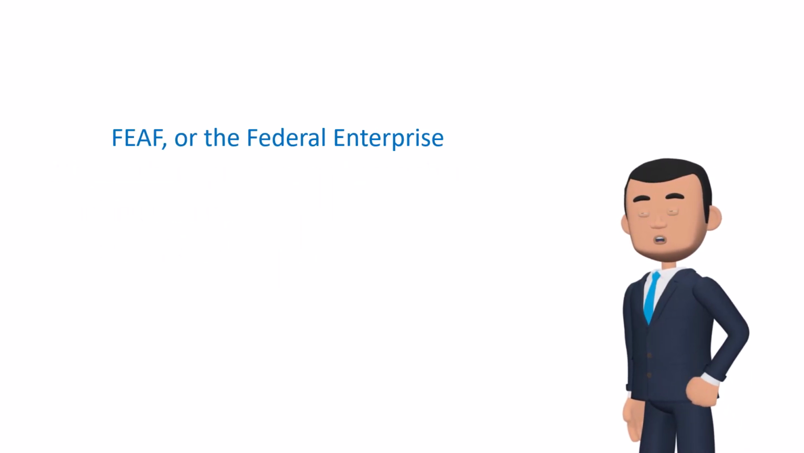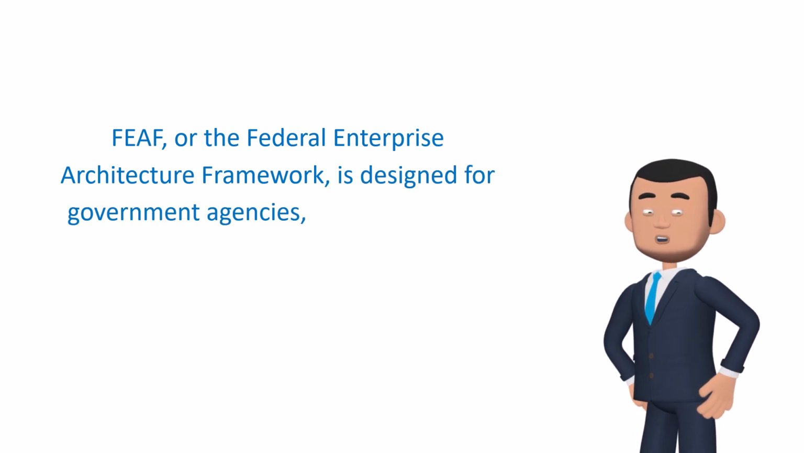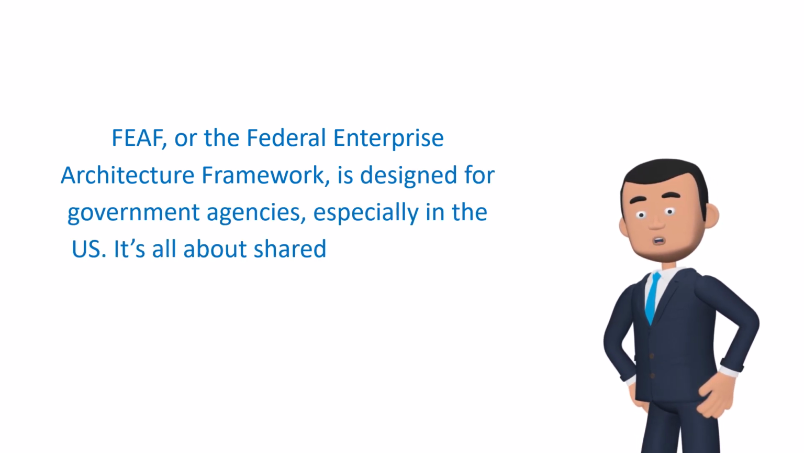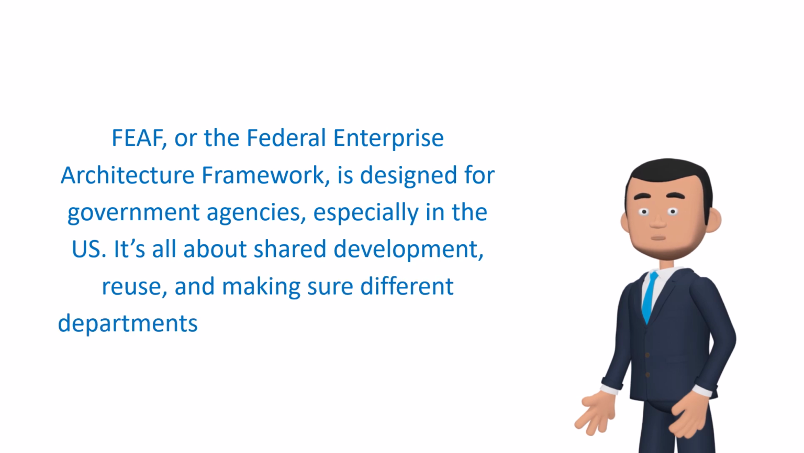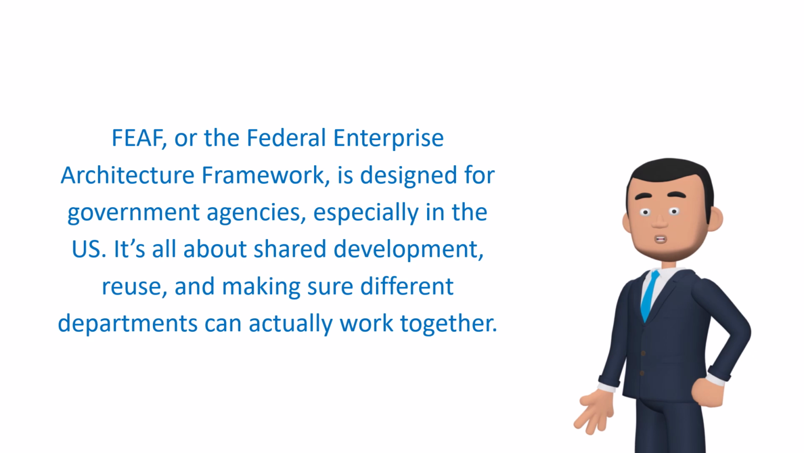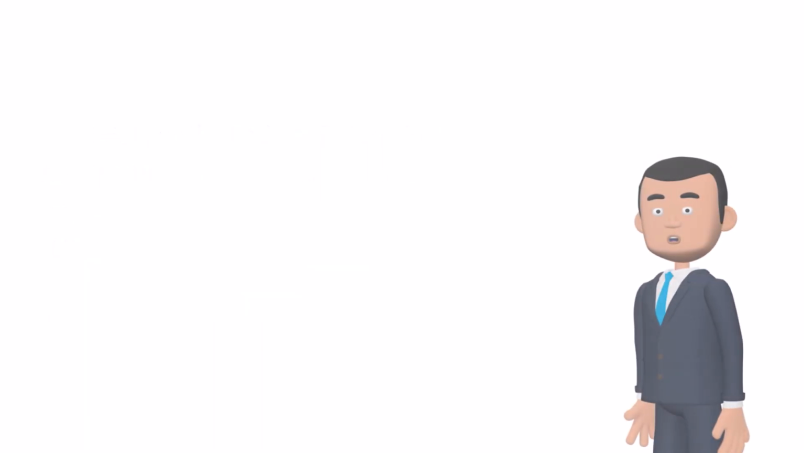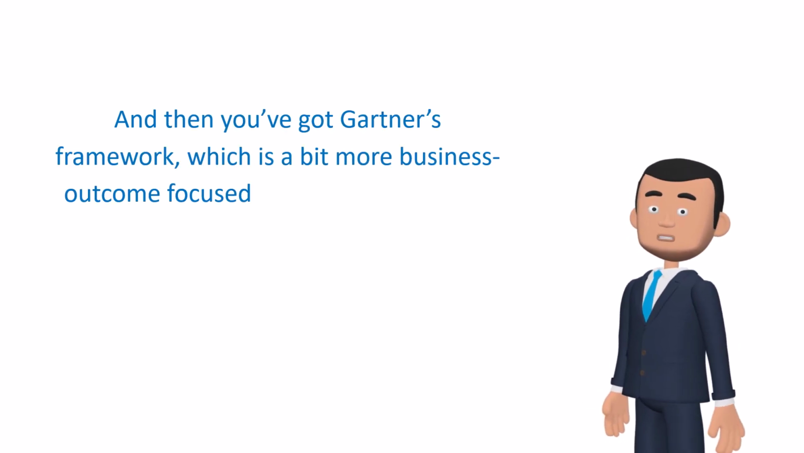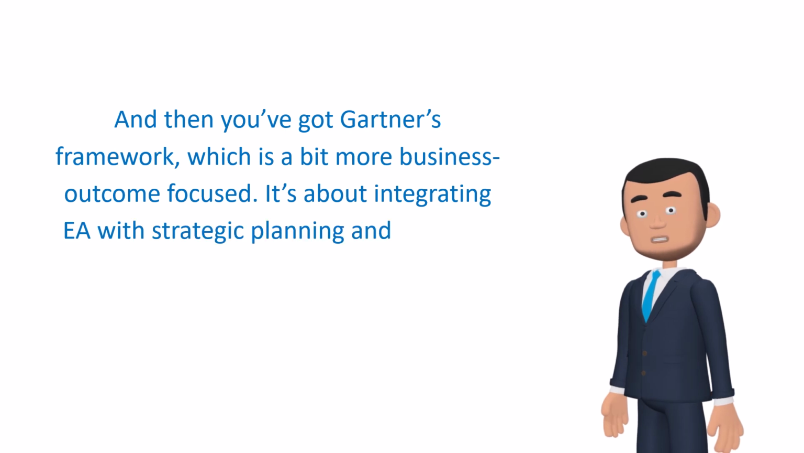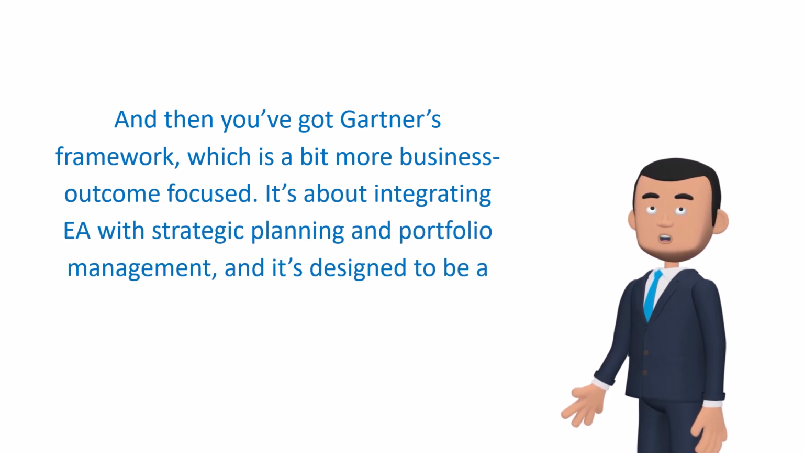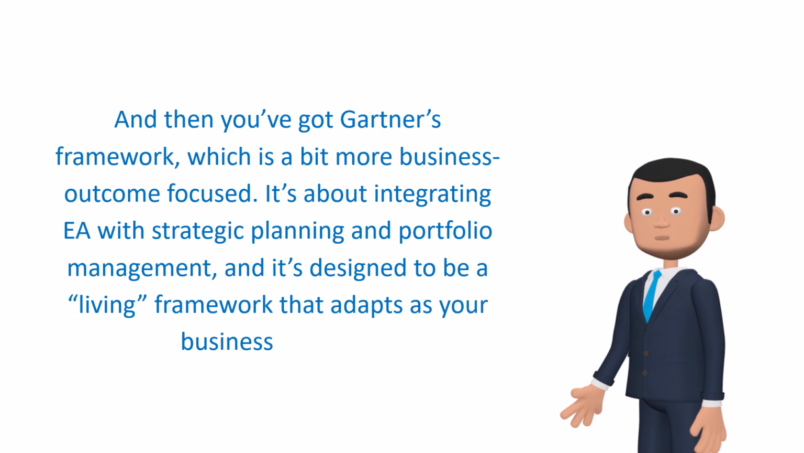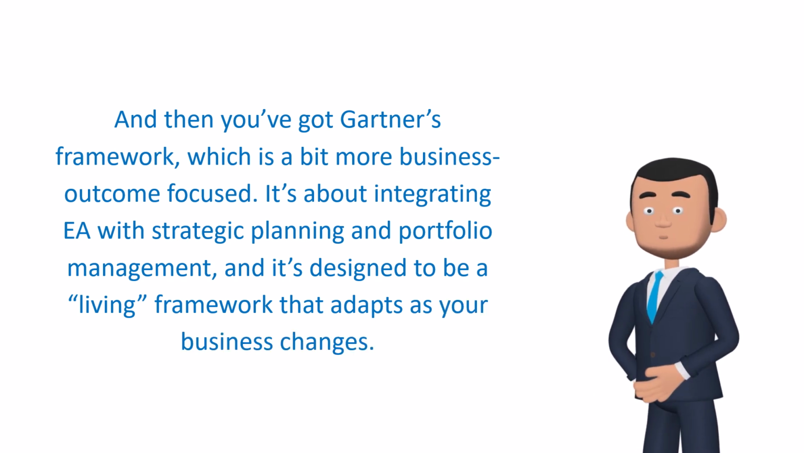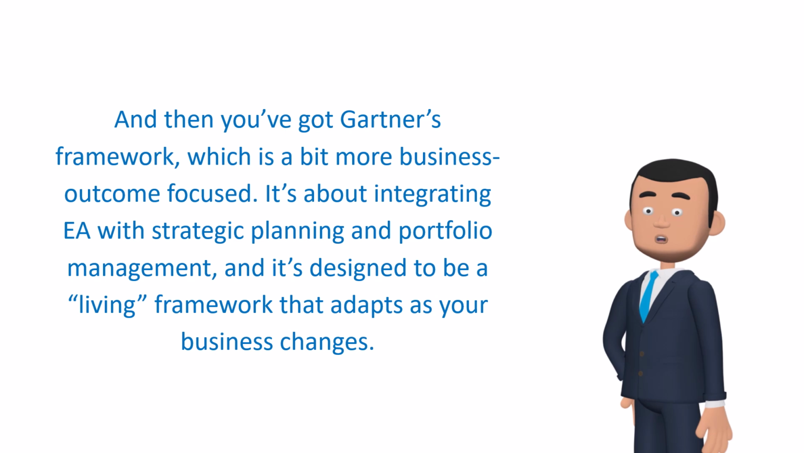FEAF, or the Federal Enterprise Architecture Framework, is designed for government agencies, especially in the U.S. It's all about shared development, reuse, and making sure different departments can actually work together. And then you've got Gartner's framework, which is a bit more business outcome focused. It's about integrating EA with strategic planning and portfolio management, and it's designed to be a living framework that adapts as your business changes.